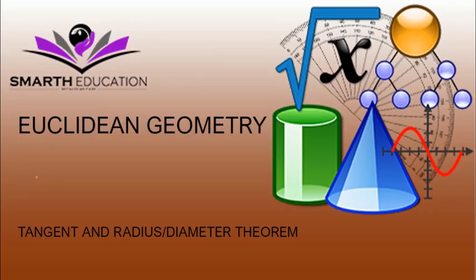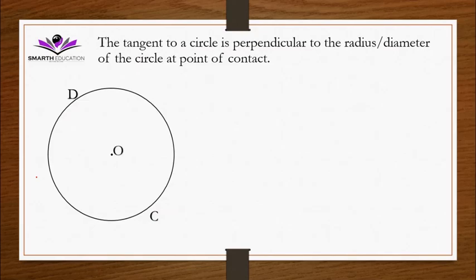We're going to look at the theorem that involves the tangent and the radius, or the tangent and the diameter. Right, what does it say? It says that the tangent to a circle is perpendicular to the radius or diameter of the circle at the point of contact.